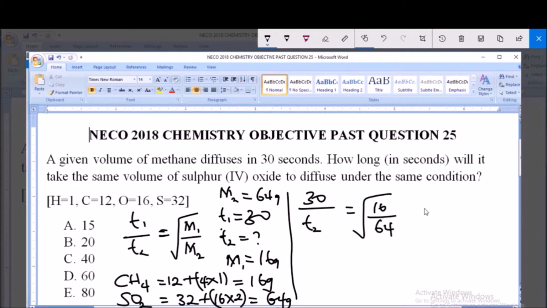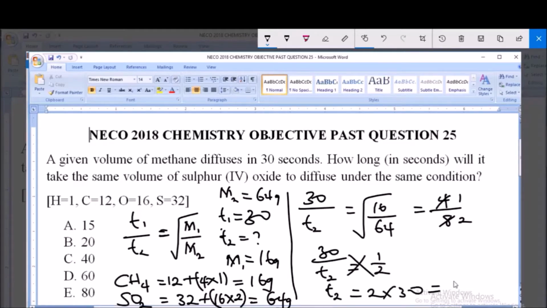Now the square root of 16 is 4, over the square root of 64, which is 8. From here, 4 will go into 8 twice, so we have that 30 over T2 is equal to 1 over 2. Now when we cross multiply, we have that T2 is equal to 2 times 30, which is equal to 60.